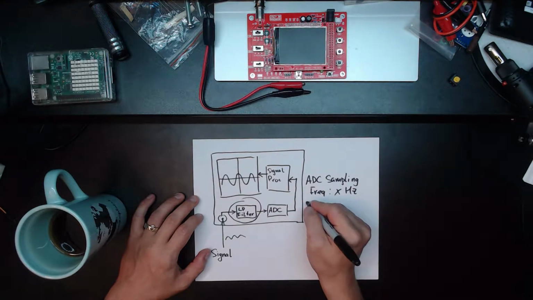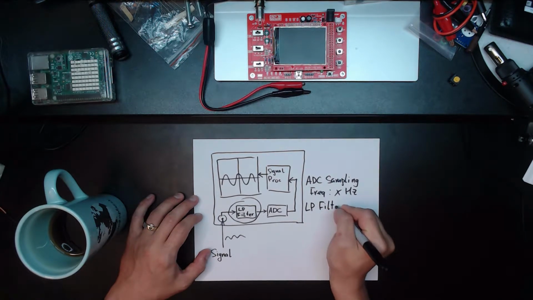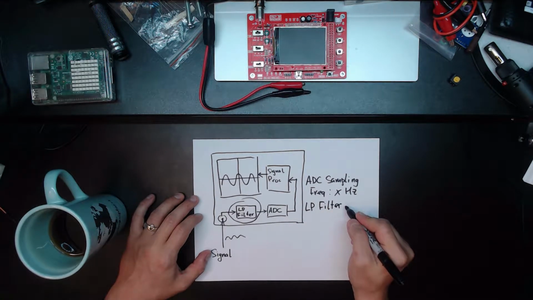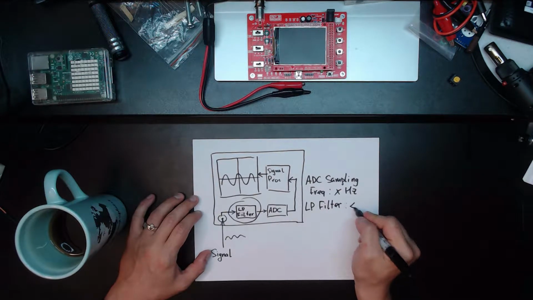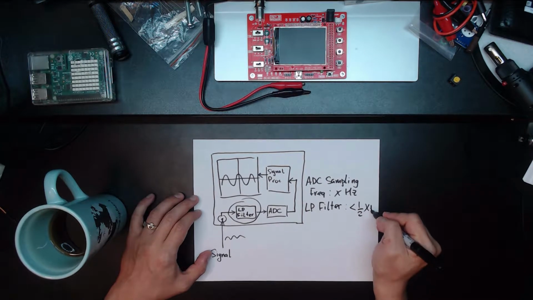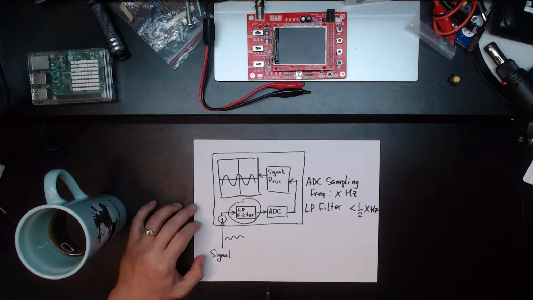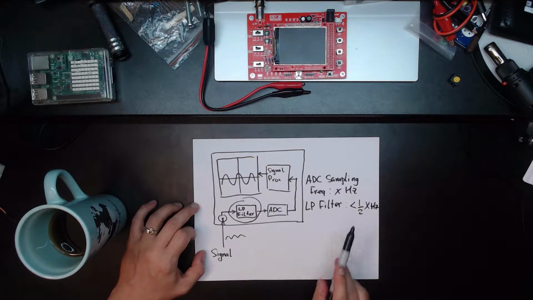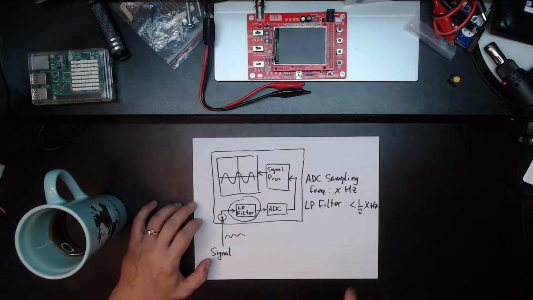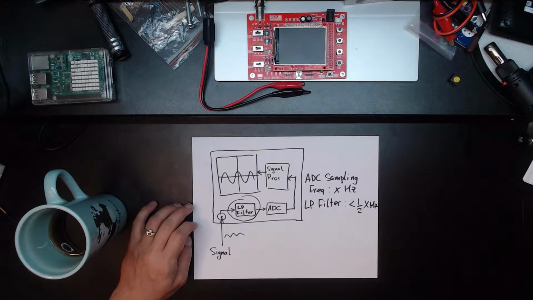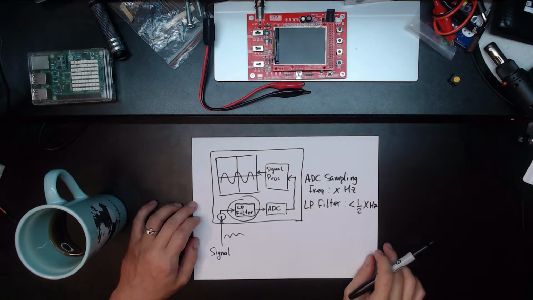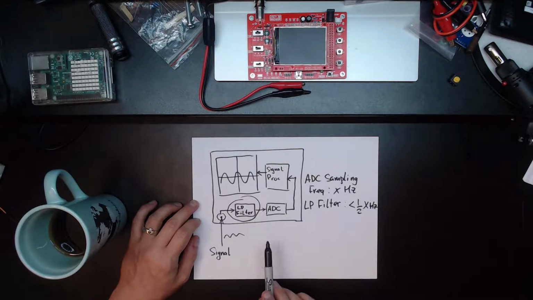So this low-pass filter only passes frequencies below 1/2 X hertz. If it passes higher frequencies, then things start getting weird. This filter is also called an anti-aliasing filter. There is such an effect called aliasing, and if you are interested, I can make another video explaining what that is and why it is bad. But essentially, we need to remember that there is a low-pass filter before an ADC.